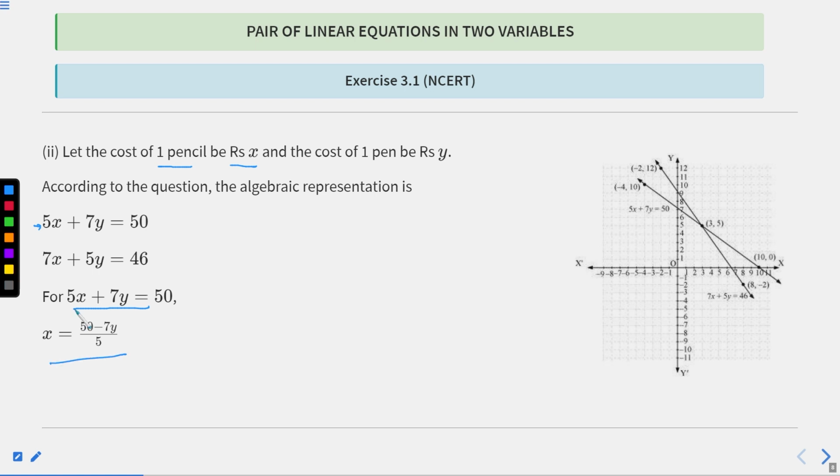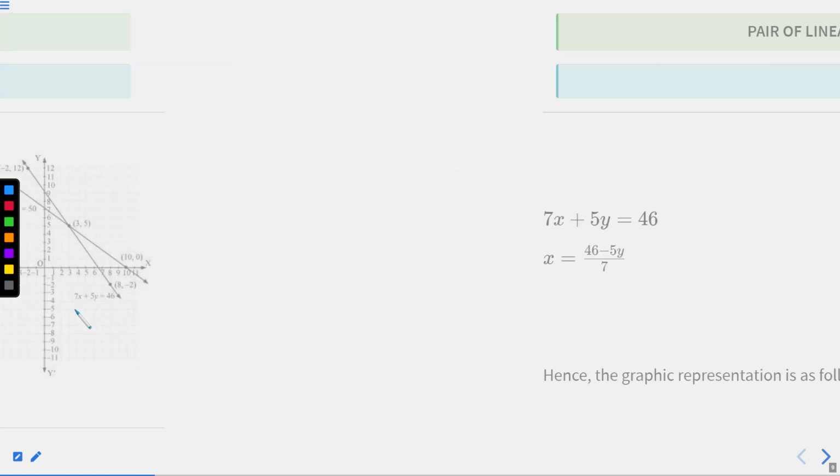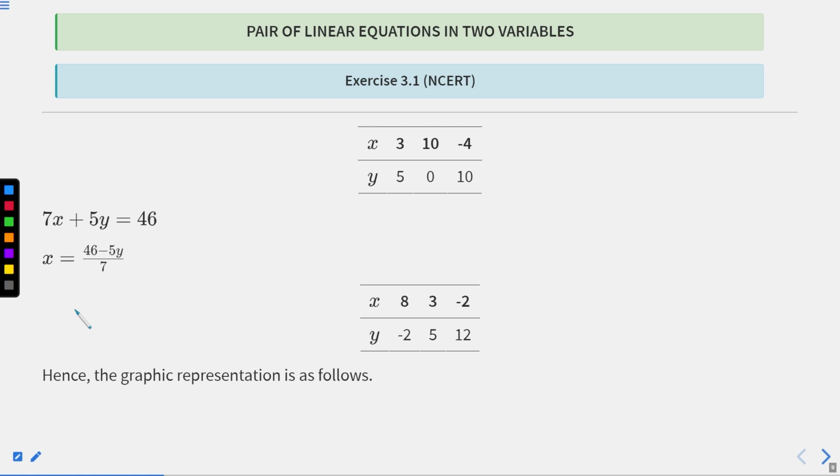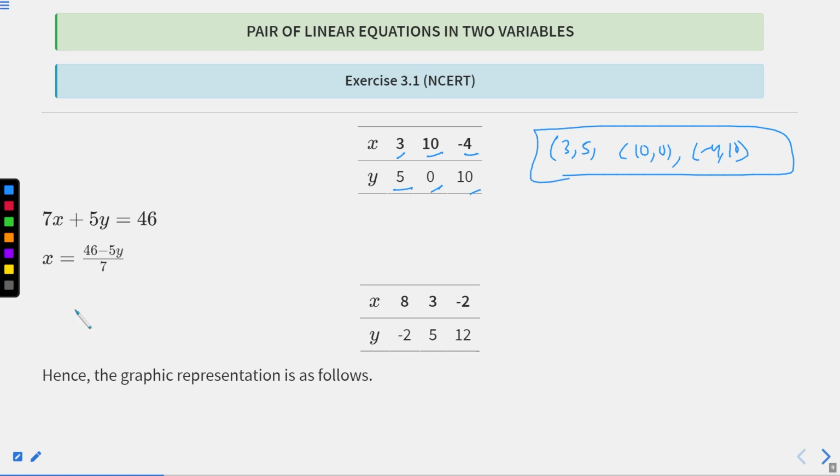Okay. So now if we want to draw the graph, then for this we want some points. Okay, so when y is 5, then x is 3. When x is 10, then y is 0, and when x is minus 4, then y is 10. So here we get 3 points: 3, 5; 10, 0; and minus 4, 10. And now we can plot these points on a graph. Then we'll get a straight line.